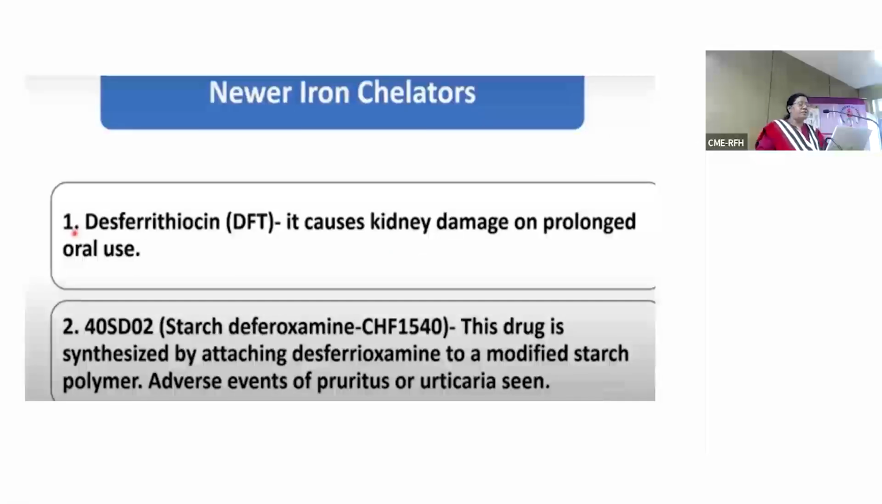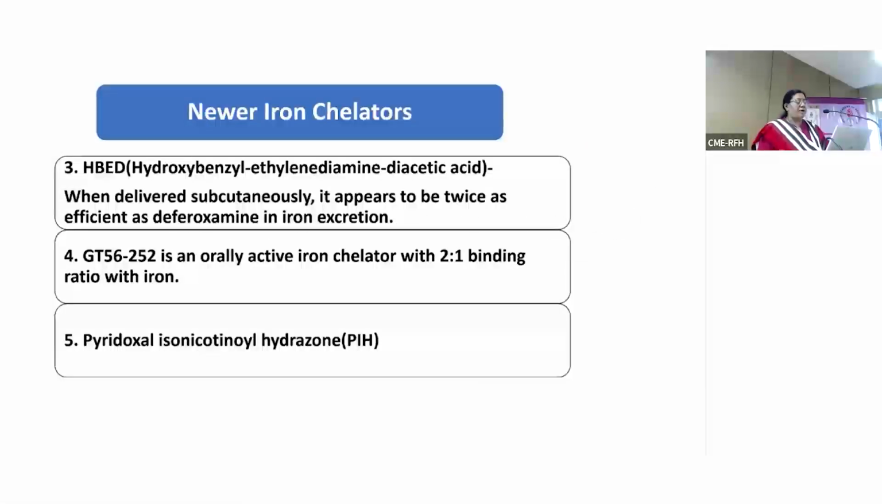There are a few new iron chelators which are still under study, but are not yet in the market. Starch desferoxamine is a drug which is synthesized by attaching desferoxamine to a modified starch, but it has a lot of adverse effects and is still under study. There is one more, a subcutaneous iron chelator, hydroxybenzyl ethylamine diacetic acid, which is twice as potent as desferal, but still under study. And GT 56252 is one of the oral iron chelators which has 2:1 binding capacity and is very effective, but these are yet to come into the market.